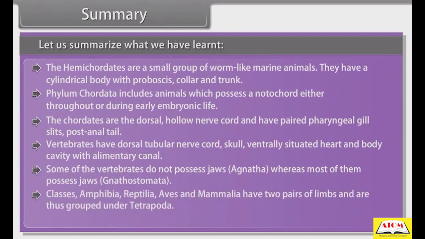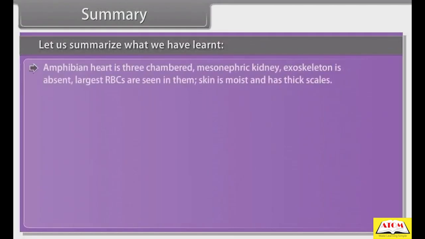Classes Amphibia, Reptilia, Aves, and Mammalia have two pairs of limbs and are thus grouped under Tetrapoda. The amphibians have adapted to live both on land and water. The amphibian heart is three-chambered. Mesonephric kidney. Exoskeleton is absent. The largest RBCs are seen in them. Skin is moist and has no scales.